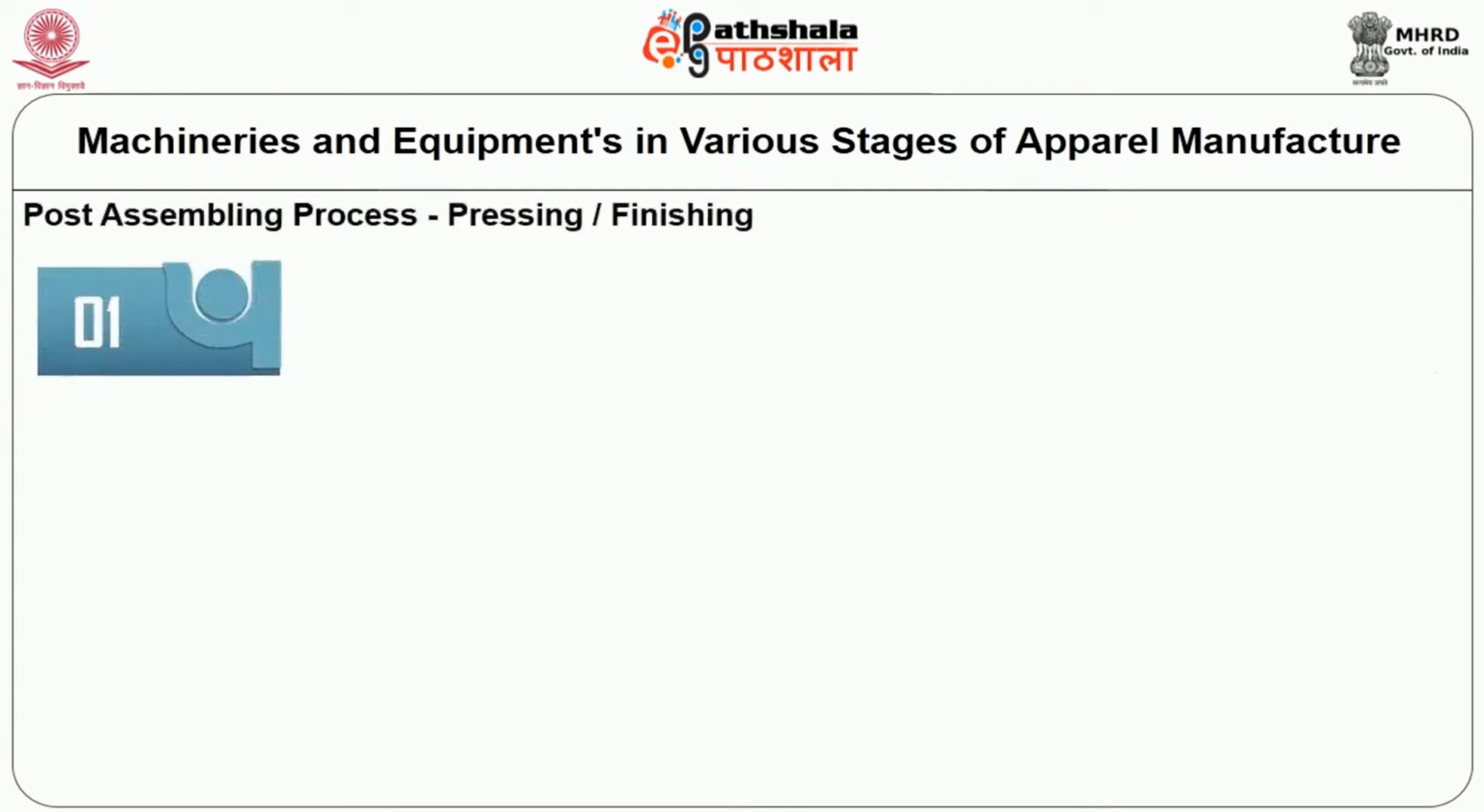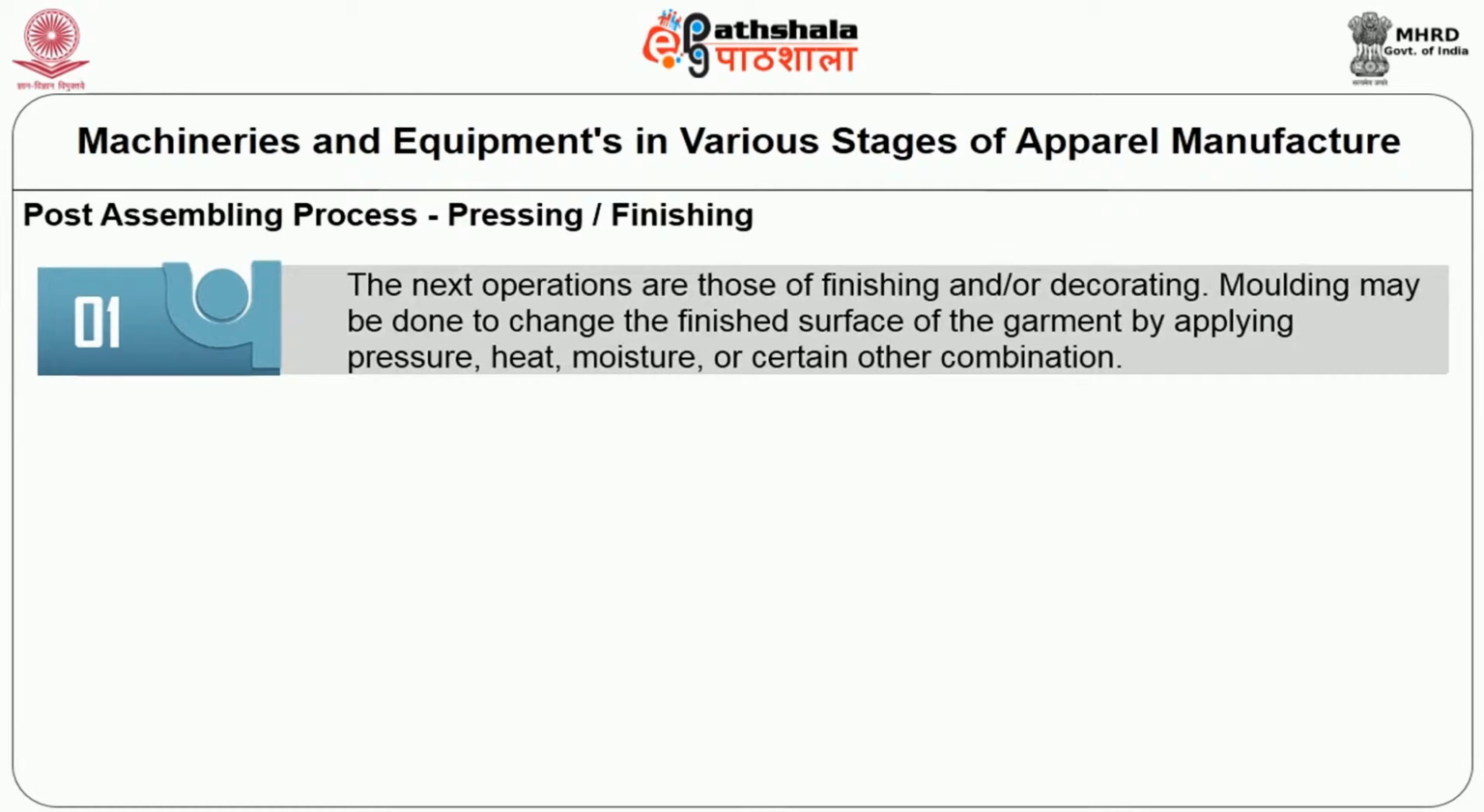We are done with the assembling processes. Let us move on to look into the post-assembling processes. So for this we have the first kind of machineries. They are pressing or finishing machines. They are generally used for finishing or decorating. Molding may be done to change the finished surface of the garment by applying pressure, heat, moisture, or certain other combination.